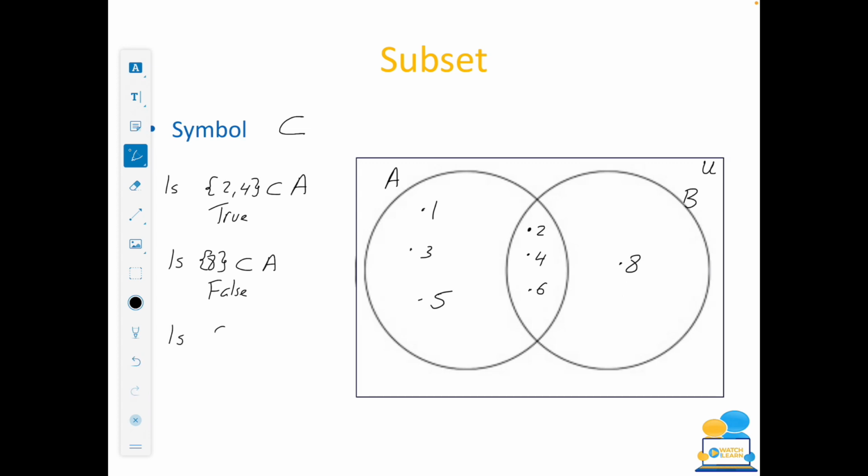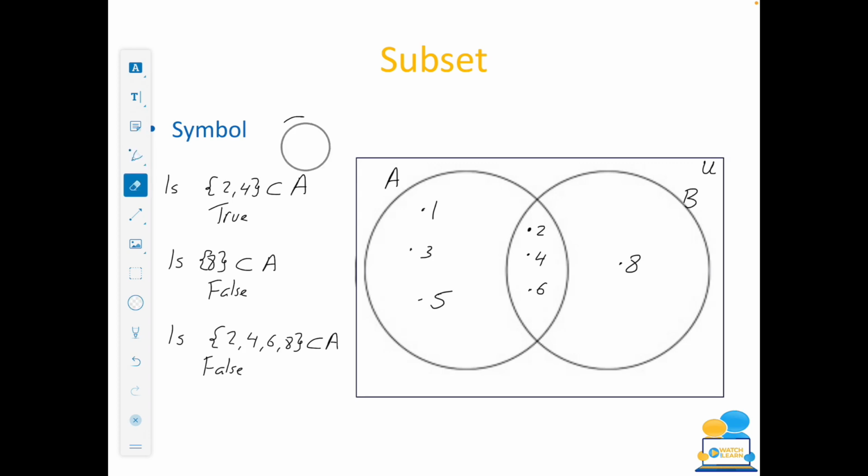Okay, and finally, one more example. We'll ask, is the set 2, 4, 6, 8 a subset of A? Now, when I look at that first, I see that 2 is in A, 4 is in A, 6 is in A, but 8 is not in A. So 2, 4, 6, 8 is not a little bit of A because 8 is not in A. So this is false.